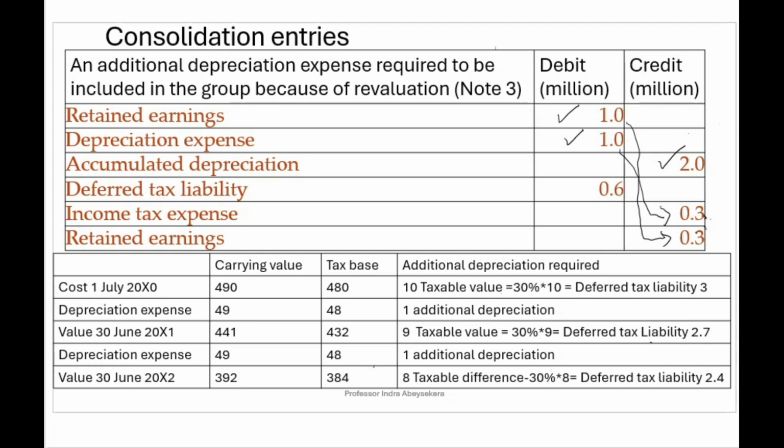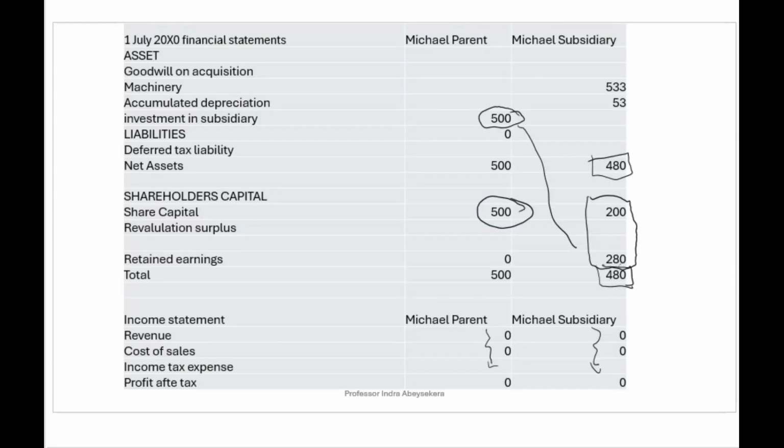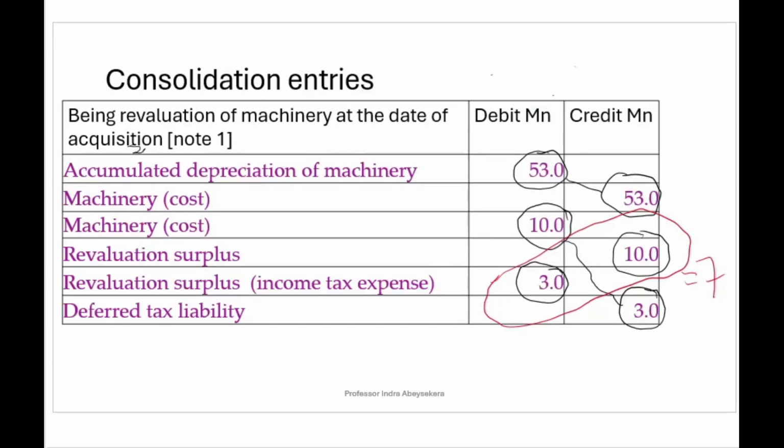In a more detailed way, if you look at the carrying value and tax base, on 1st of July 20X0, the carrying value, after revaluation, was 490 and the tax base was 480. The difference between the two is the taxable difference of 10. Applying the tax rate, deferred tax liability is 3. That 3 of deferred tax liability was included in our first consolidation entry.